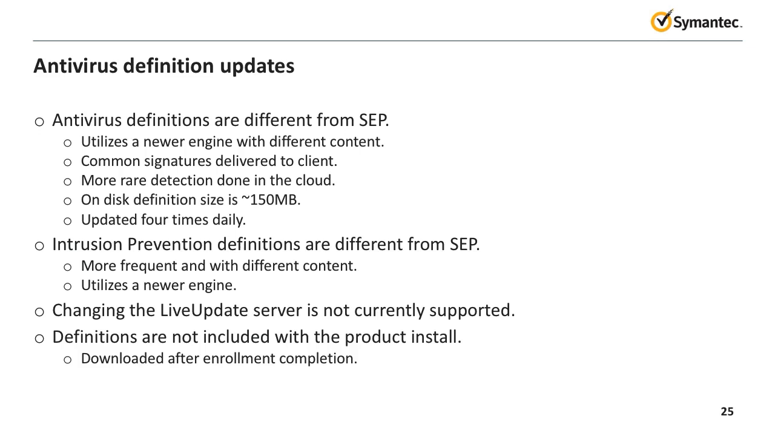The antivirus definitions used are different from the Symantec Endpoint Protection product, utilizing a newer engine with different content. Common signatures are delivered to the client, with more rare detections being done in the cloud. Definitions are updated 4 times daily. Intrusion prevention definitions are also different from SEP, utilizing a newer engine with more frequent and different content.